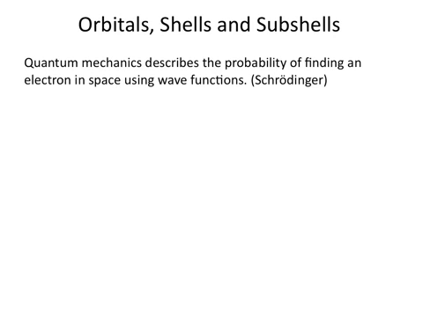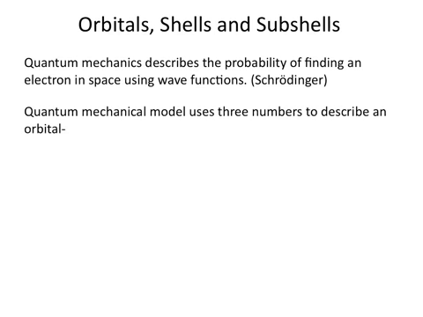First, let's talk about orbitals, shells, and subshells. Quantum mechanics describes the probability of finding an electron in space using wave functions. Unless you end up taking physical chemistry in college, you really don't need to know much more about this process. But the quantum mechanical model uses three numbers to describe an orbital. The first is n, and n is equal to the energy level, or shell, and it's in these energy levels that the subshells and orbitals reside.